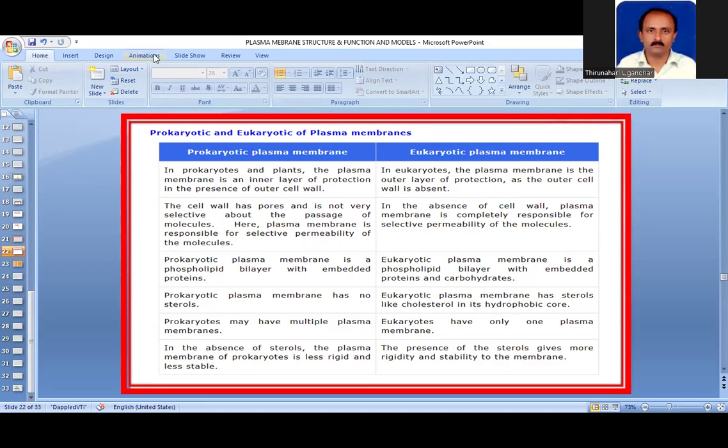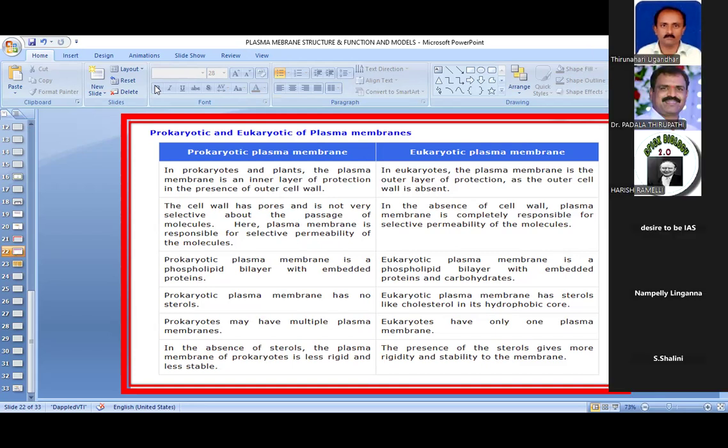Second one: the cell wall has pores and is not very selective about the passage of molecules. Here, the plasma membrane is responsible for selective permeability of the molecules in prokaryotic cells. In the absence of a cell wall in eukaryotic animal cells, the plasma membrane is completely responsible for the selective permeability of the molecules, but in plants the cell wall is permeable.